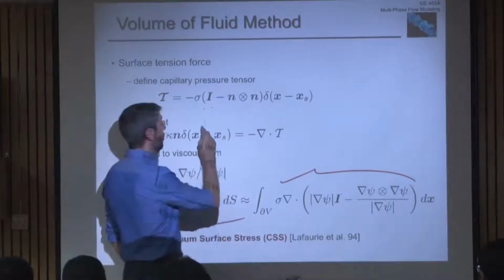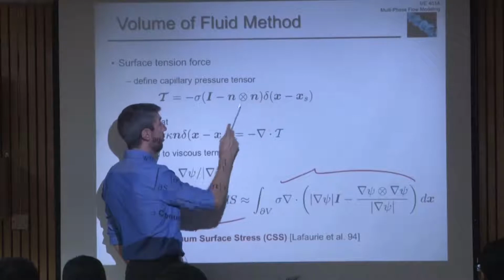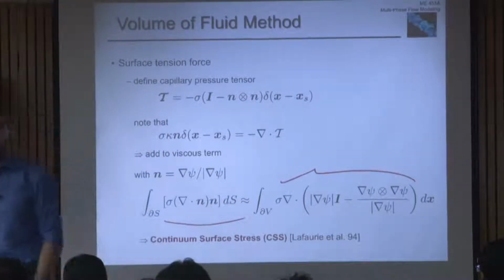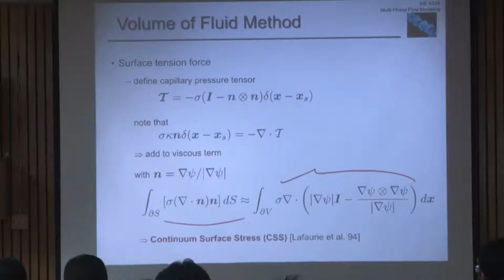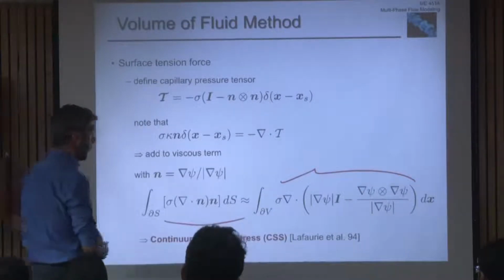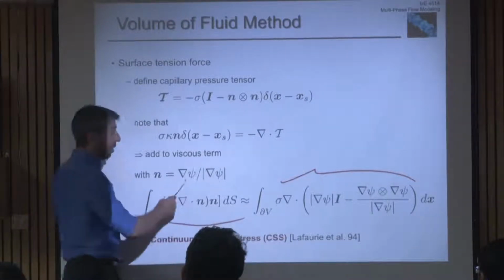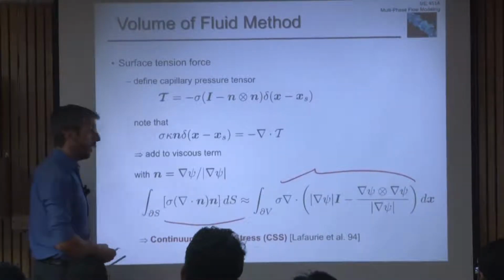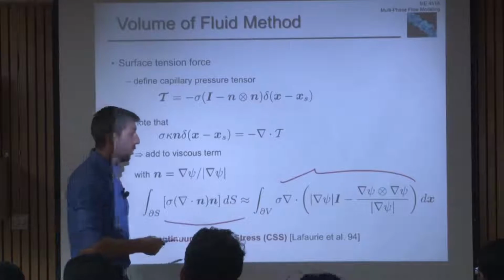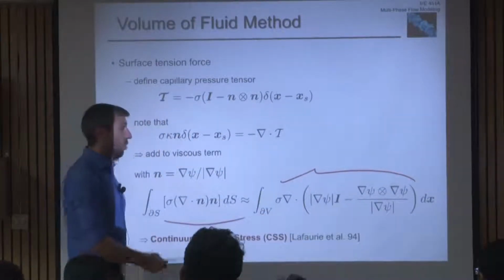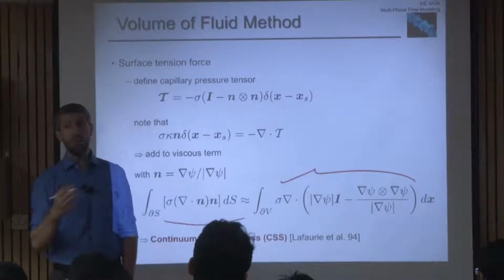Here, when we write this, the surface stress, there are normal vectors showing up. Those normal vectors, we can again relate them to gradients of the volume fraction. The normal vector is just the gradient of the volume fraction divided by the magnitude of the gradient of the volume fraction. And so we get directly what we want by just manipulating the gradient of the volume fraction. So there's really those two approaches.